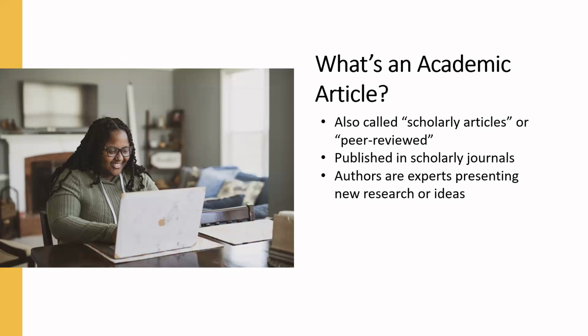So first question is, what's an academic article? You may see this language used in your assignments, on your professor's syllabus, or they might use it in class. They may also use the term scholarly article. So that's another term that you'll hear. Another term you might hear is peer-reviewed. And those are generally all referring to the same thing. So in this case, academic or scholarly articles, those are synonyms for each other.